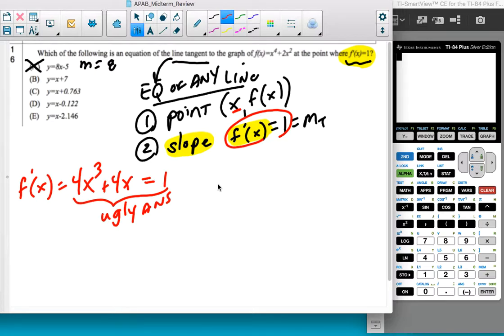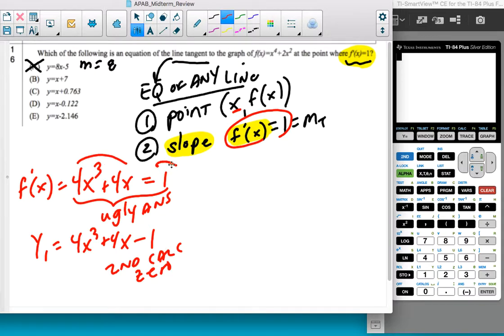So what I'm going to do, there are two ways to do this. I can either put my y1 in as the 4x cubed plus 4x, and then on the other side I can have my y2 equal 1. Or I can make my y1 4x cubed plus 4x minus 1, and I can second calc zero. And that's usually my play, but you don't have to. You can certainly do second calc intersect. So you could either do y1 here and y2 here in second calc intersect, right? That's one option.